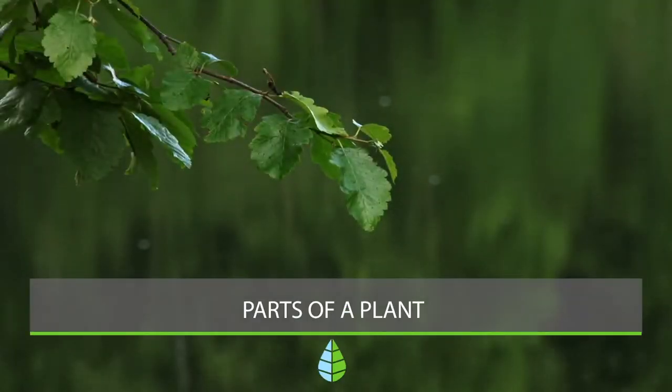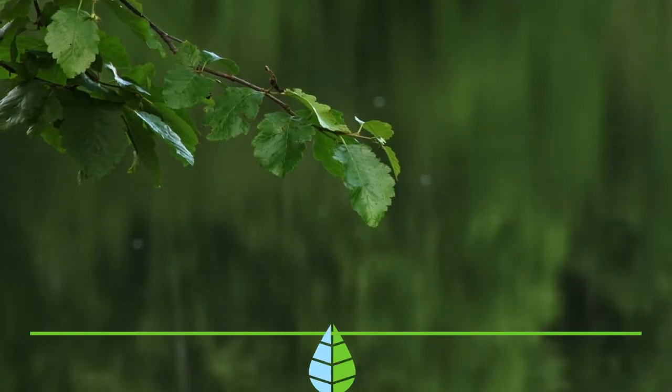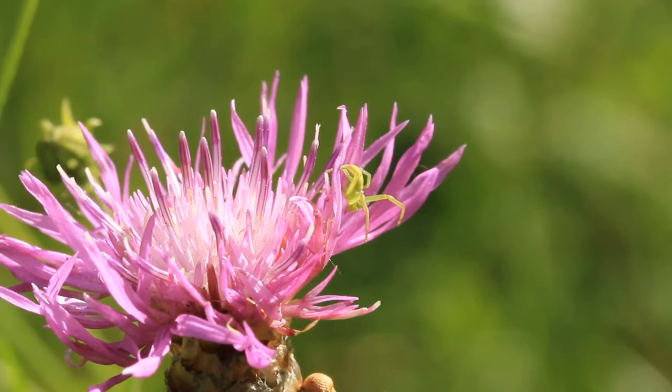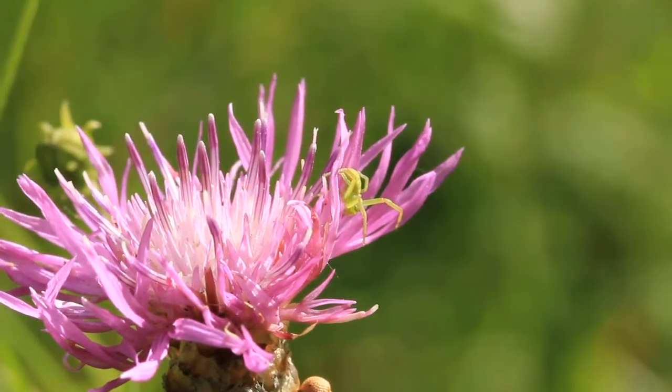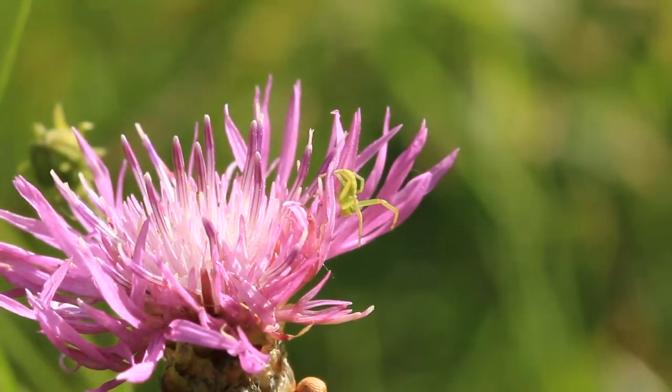Plants have roots, stems, fruits, flowers, leaves, and seeds, and each part of them has its own function. In today's Daily Eco video, we're going to explain the different parts of a plant and their functions. Let's dive right in.